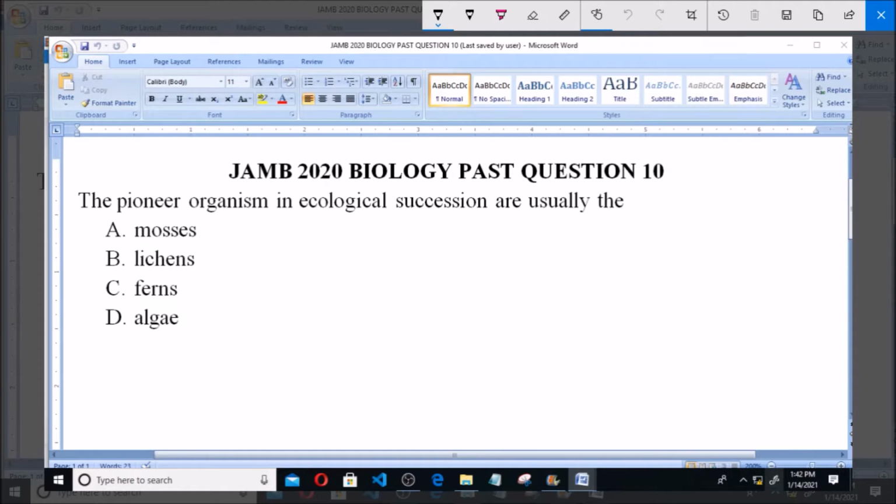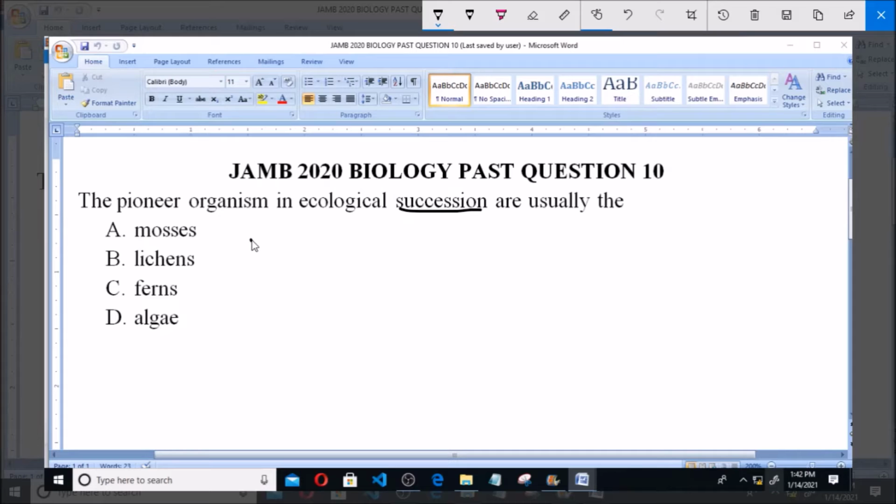I'll be answering JAMB 2020 Biology Class Question 10. The pioneer organisms in ecological succession are usually the A. mosses, B. lichens, C. ferns, and D. algae. Now, I'll start with the term succession, ecological succession.